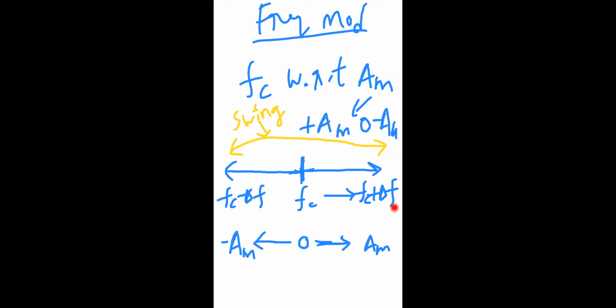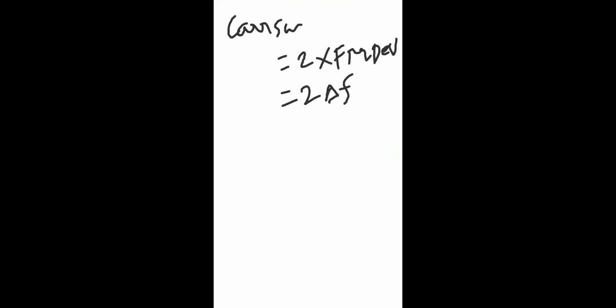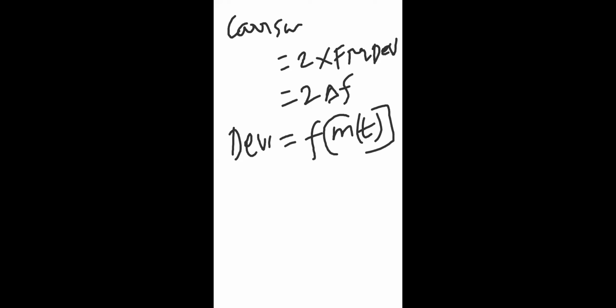At any point of time, the deviation, meaning the variation from the central frequency, is a function of m of t. Otherwise we can say it is some constant kf, the frequency sensitivity of the FM modulator, into m of t. So this is the instantaneous deviation. As m increases, the deviation increases.